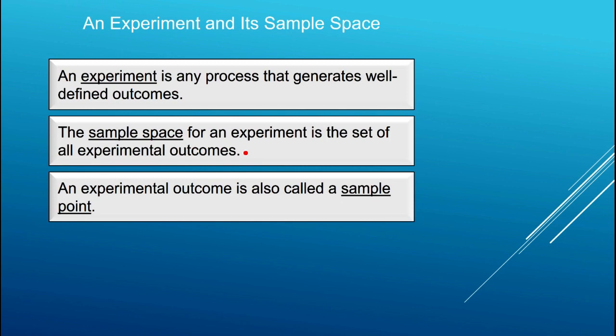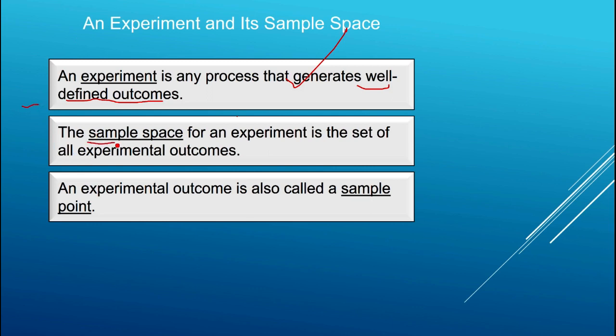Here are some basic definitions. First, an experiment is any process that generates well-defined outcomes. And one thing that I mean by well-defined is that the outcomes of the experiment are mutually exclusive in the sense that they will be defined such that when one outcome of the experiment occurs, the other outcomes of the experiment do not occur.